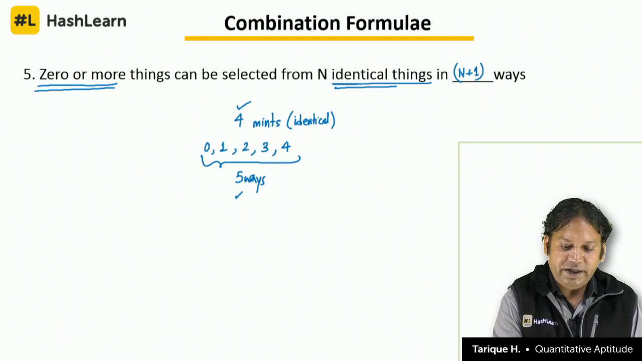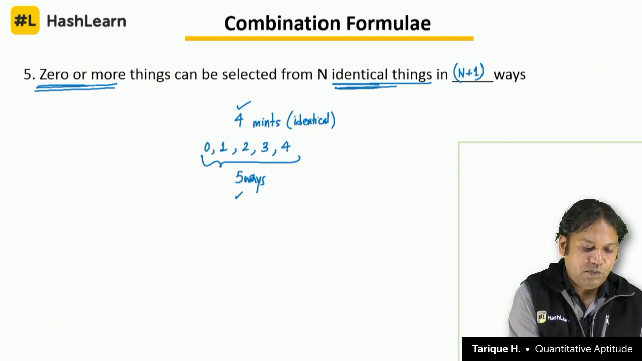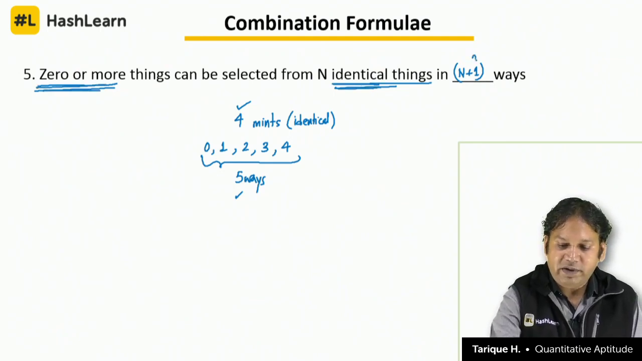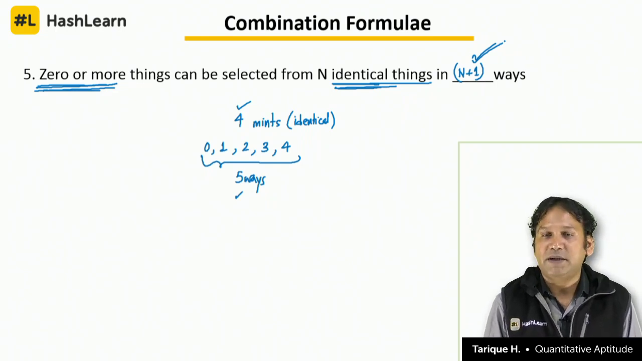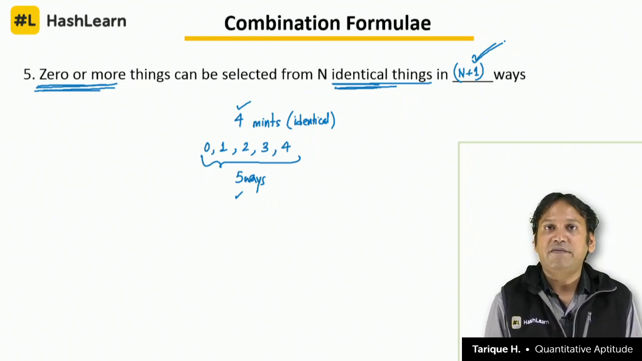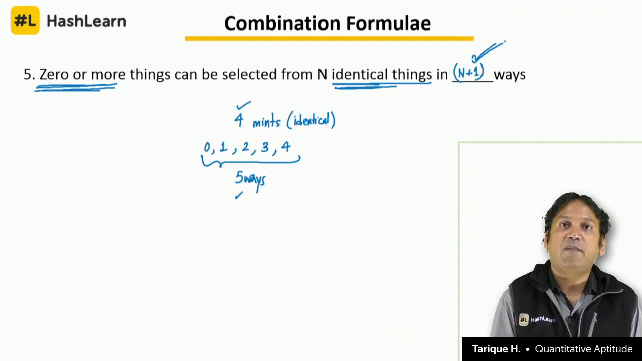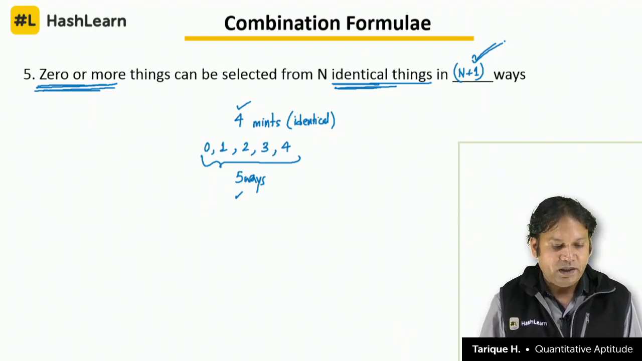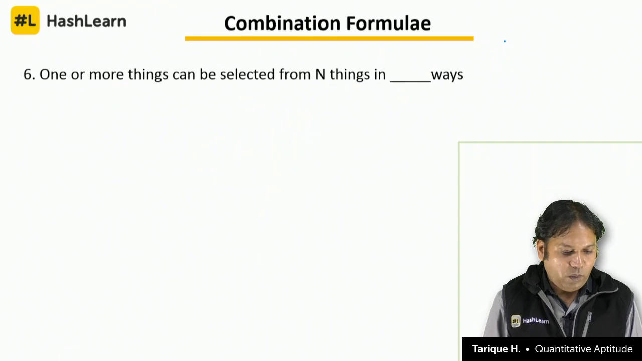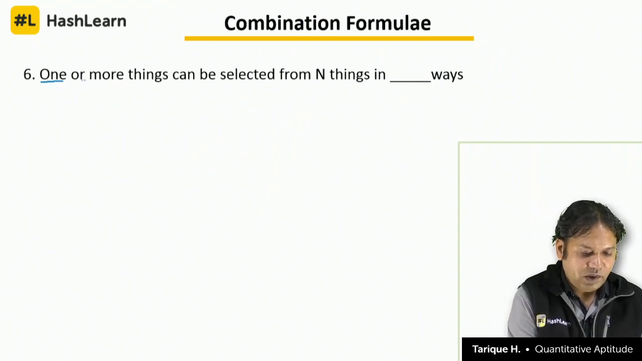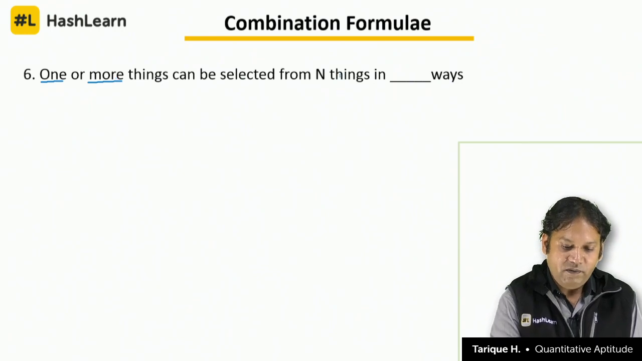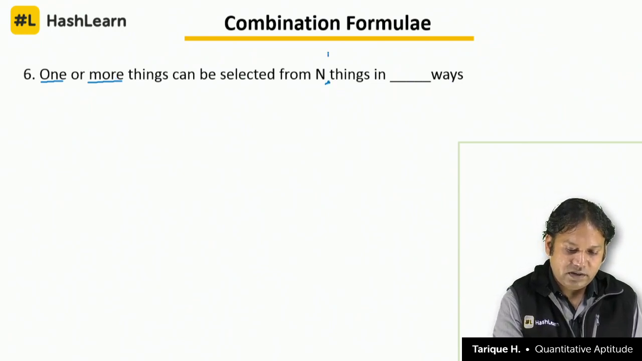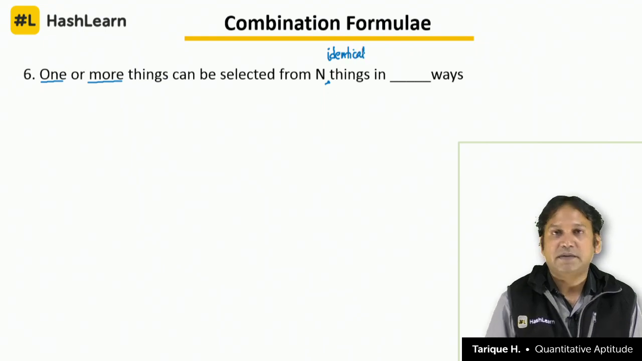When we have n identical things, select 0 or more things, then the number of ways will be n plus 1. That is the fifth formula for combination. So identical things, the formula is different, for distinct things the formula is different for the same situation. Next, if we have 1 or more things, not 0 or more, from n identical things.